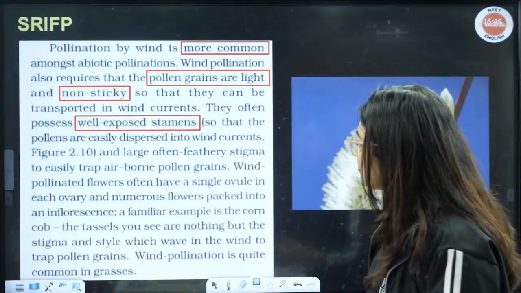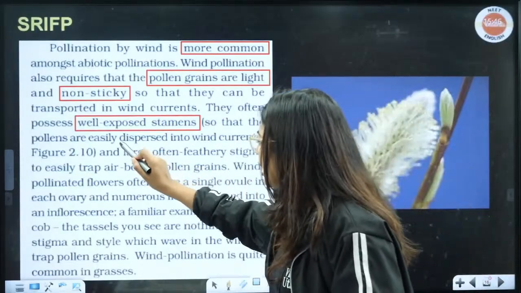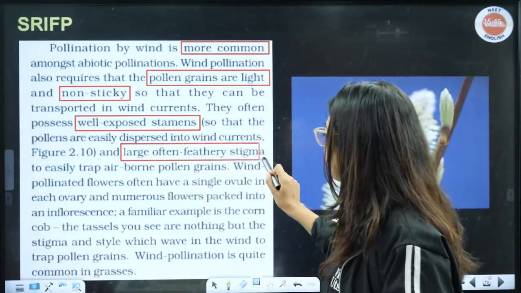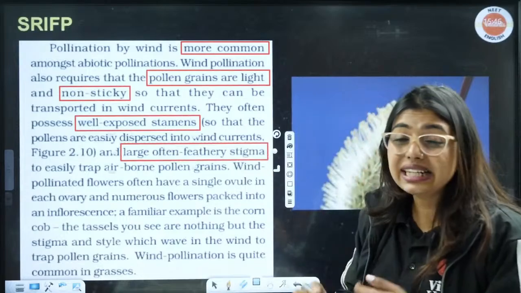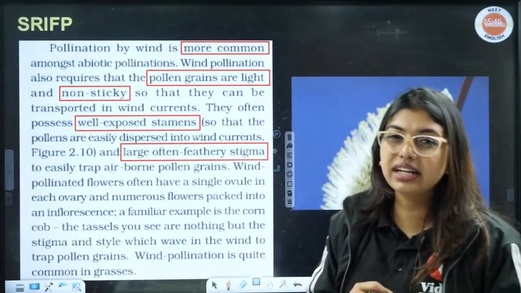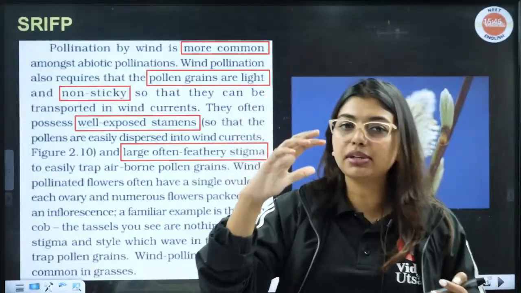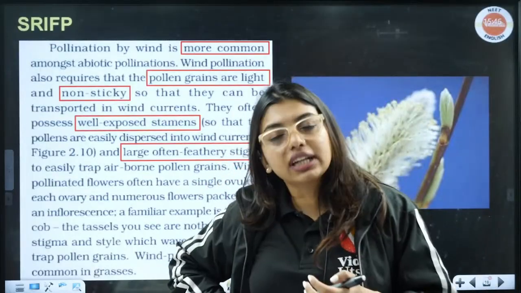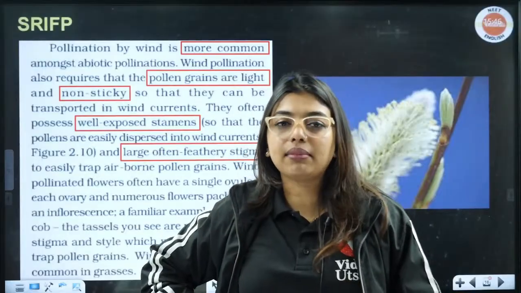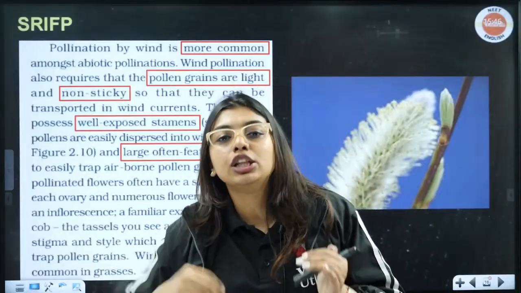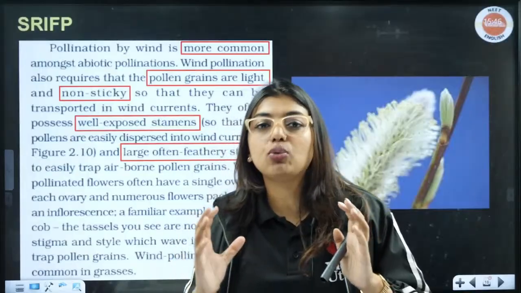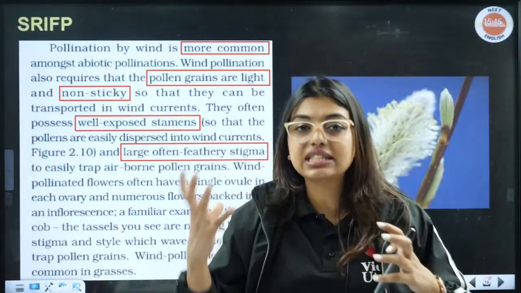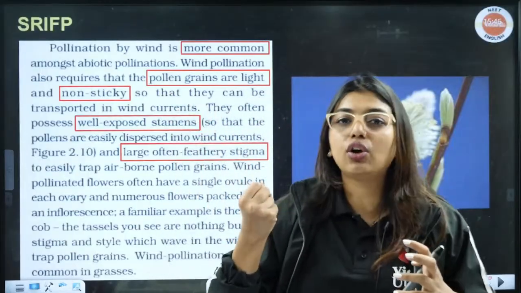Okay. Now, even the stigma is usually large, often feathery stigma, to easily trap the airborne pollens. Now, students, these pollen grains will be coming through the wind, no? Now imagine the stigma is this small. Now will the pollen grains land on the stigma? Ma'am, what are you saying, ma'am? It's not possible. Exactly. The pollen grains will not land on the stigma. So what do we need? We need proper feathery stigma which will catch hold of the pollen grains.